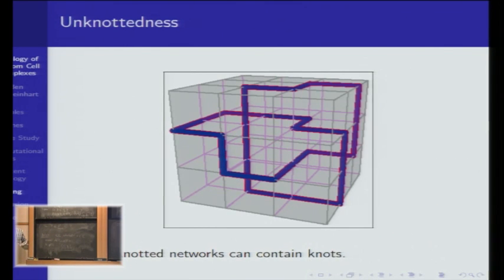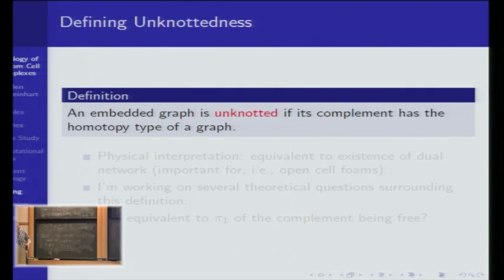OK. So the question is, in general, how do you define an unknotted embedded graph? It turns out that this is actually a hard definition to make. For example, if you take a look at the standard square lattice here, it's going to contain many, many knots. But I think for a reasonable definition, you wouldn't want this to be knotted. There are several definitions in the literature, but Bob and I have our own, and this is very preliminary: an embedded graph is unknotted if its complement has the homotopy type of a graph.